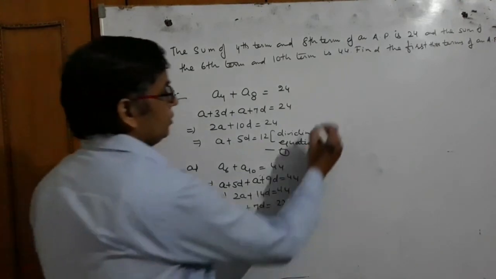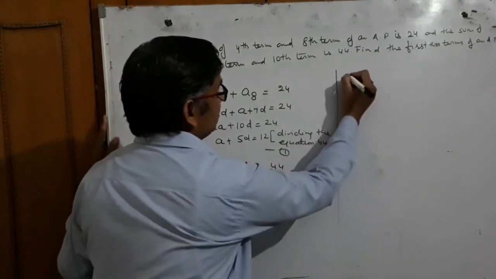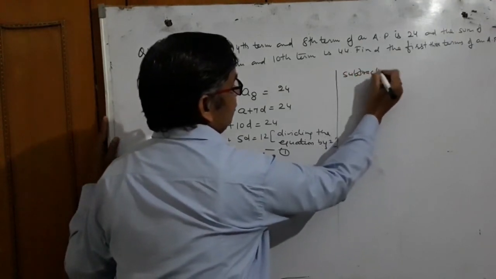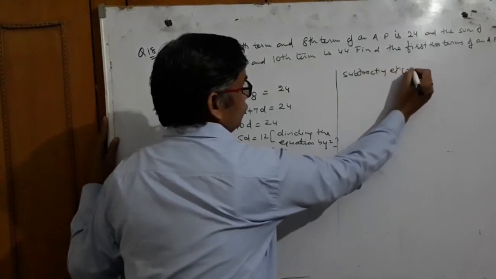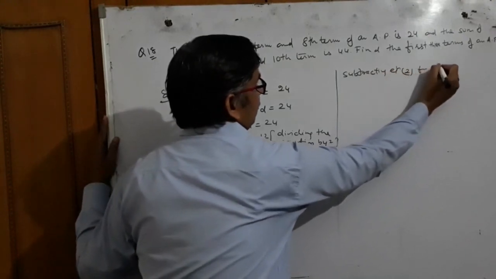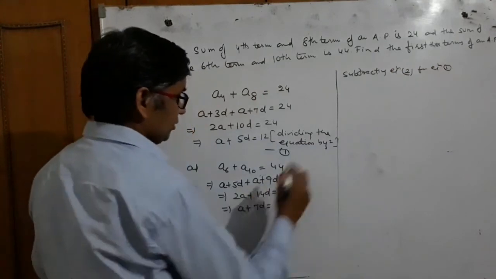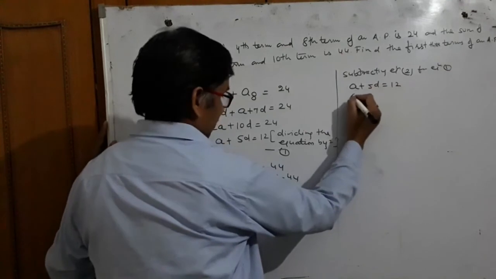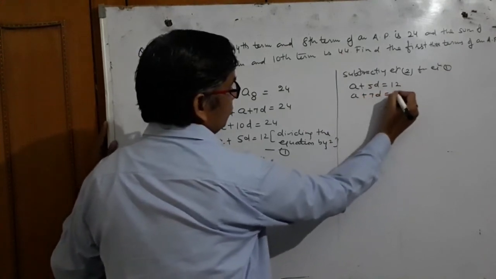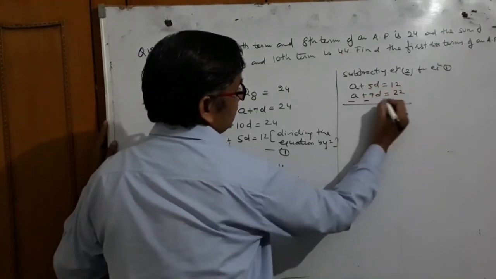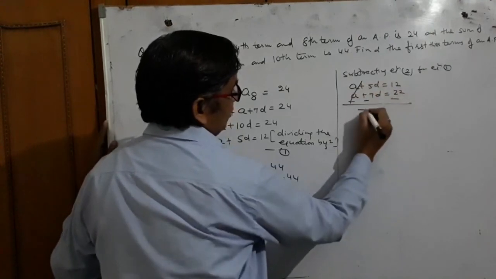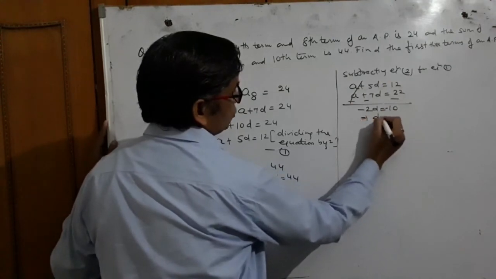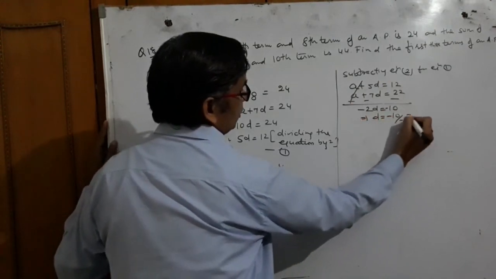Okay. Using elimination method, subtracting equation 2 from equation first, subtract करें. a plus 5d equals to 12, a plus 7d equals to 22. Minus, minus, minus, a cancels. Minus 2d equals to minus 10, so d equals to minus 10 upon minus 2, d equals to 5.